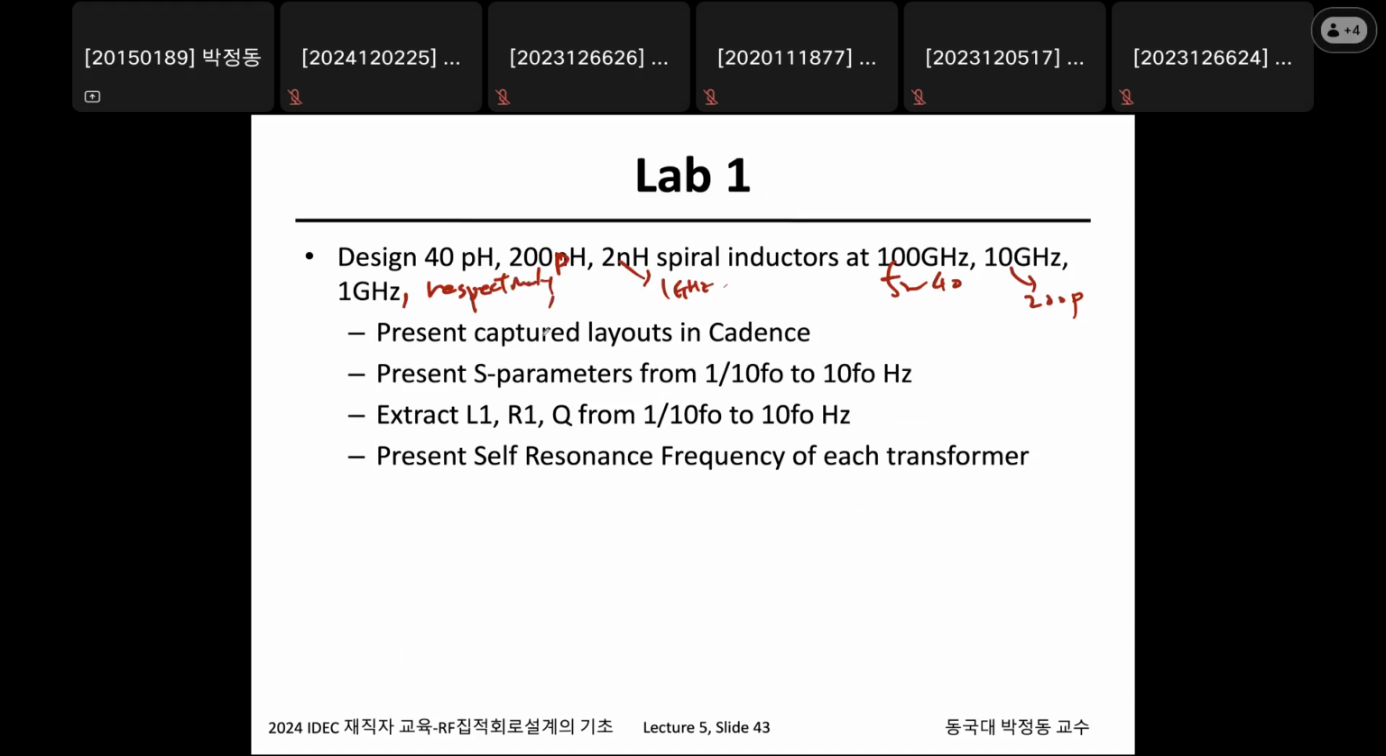Present the captured layouts in Cadence and HFSS. Present the S parameters from 0.1 F0 to 10 F0, for example, if F0 is 10 gigahertz, show from 1 gigahertz to 100 gigahertz. Extract the inductance and Q, and present the self-resonance frequency of each inductor.